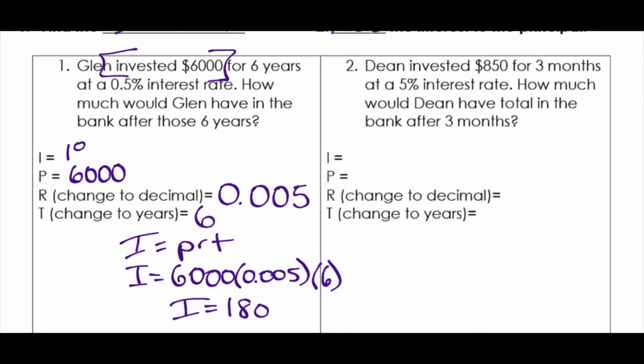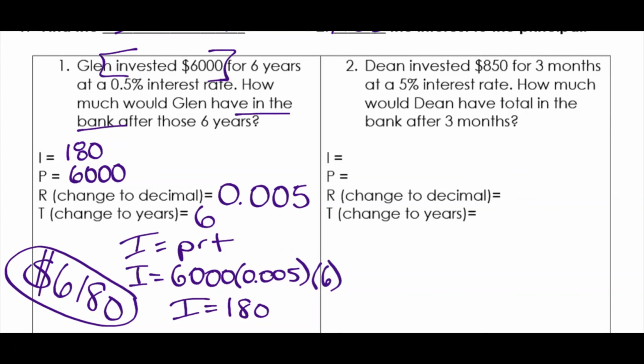That is not what the question's asking. That's part of it. How much would he have in the bank? He's going to have the $6,000 still. He doesn't just have 180. The 180 is the amount that he gains, so he has now $6,180. He starts out with 6,000. He has to have more than that in the bank if he's making some in interest.